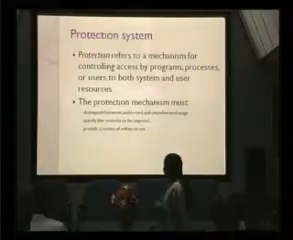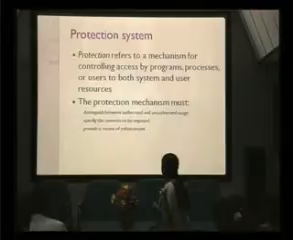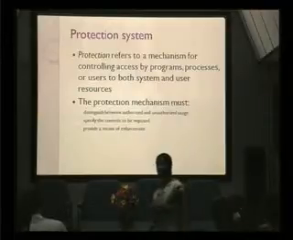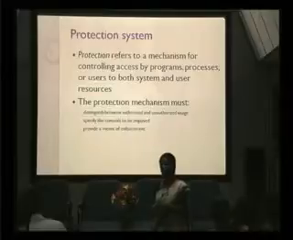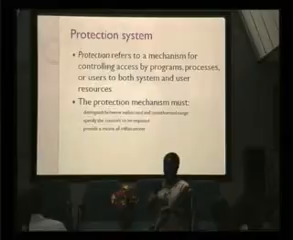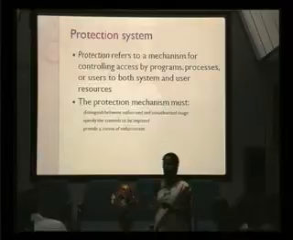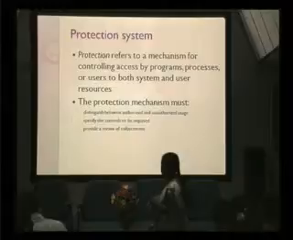Next, the protection system. Protection refers to a mechanism for controlling access by a program, process or user to both system and user resources. So how are access rights given to the user or to a particular process to access any system resources? Access is given by the operating system so that the user or the process can make use of the system resources.